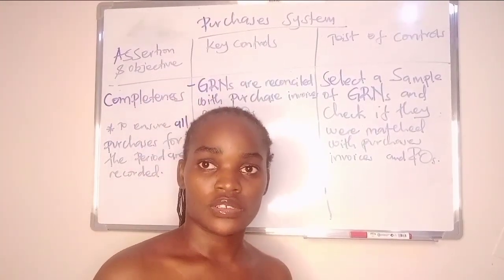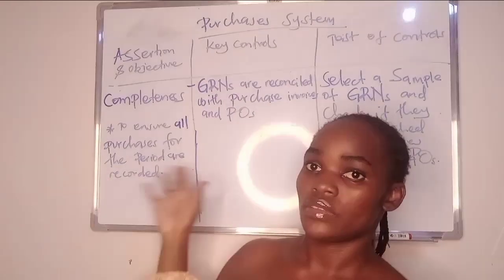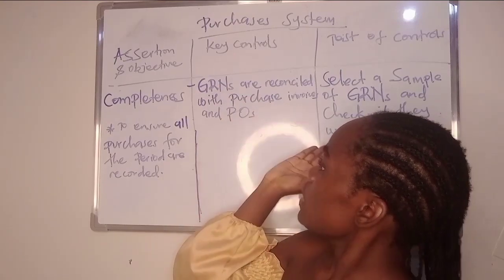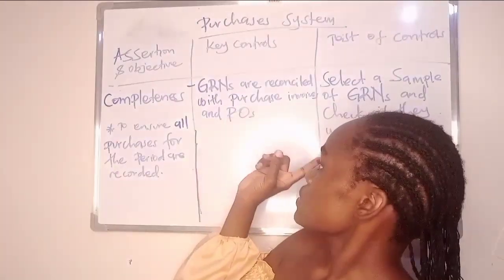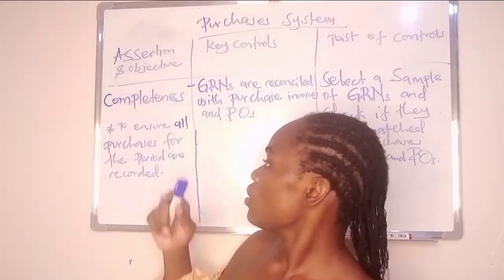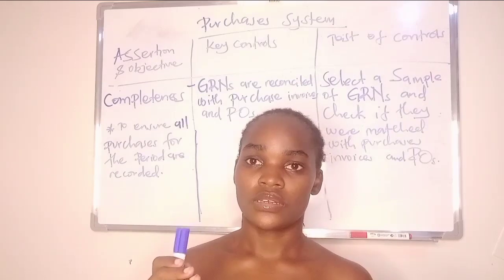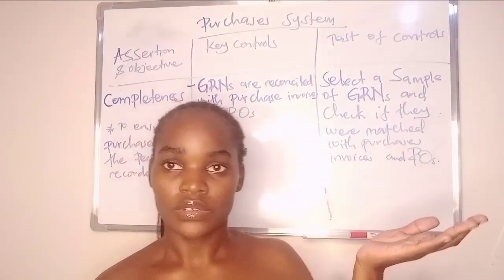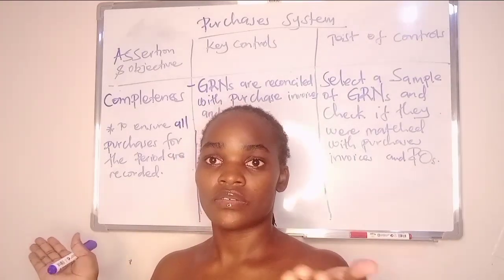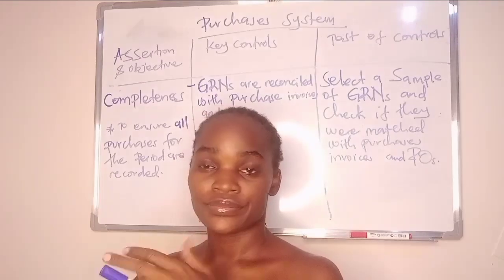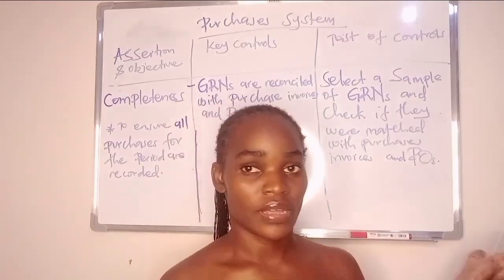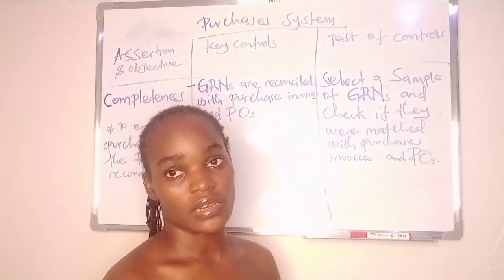So one of the controls that can be put in place to achieve this objective of completeness is goods received notes are reconciled with purchase invoices and then purchase orders. In order for you to make sure that all purchases for the period are recorded, you compare the goods received notes and then the purchase orders to see if everything is matching. If they're matching, it means that things are complete. If they're not, then you investigate the difference.